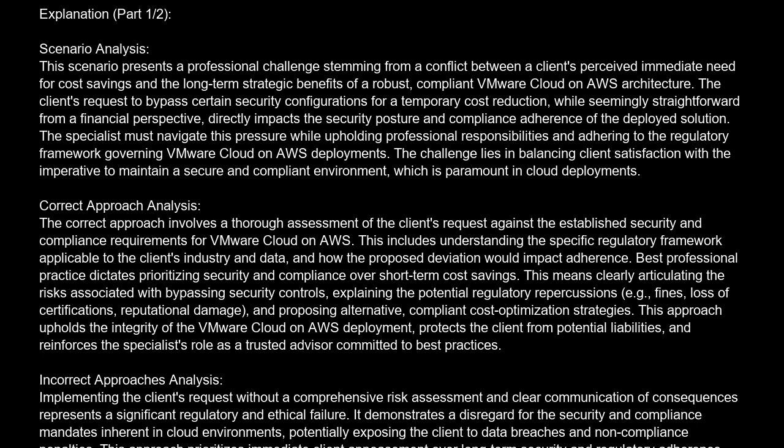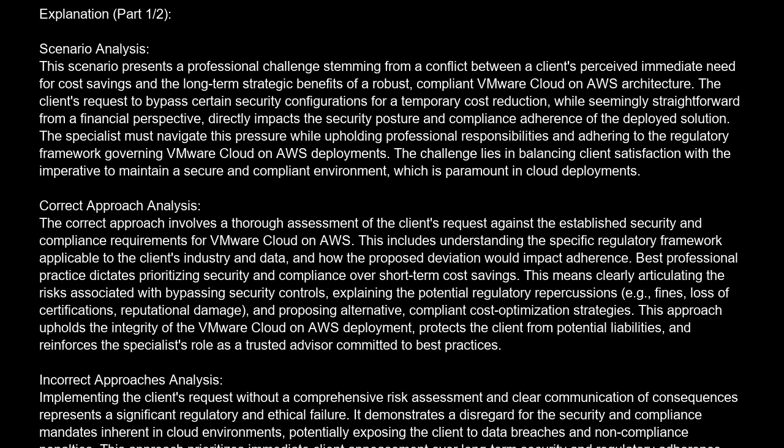Correct approach analysis. The correct approach involves a thorough assessment of the client's request against the established security and compliance requirements for VMware Cloud on AWS. This includes understanding the specific regulatory framework applicable to the client's industry and data, and how the proposed deviation would impact adherence. Best professional practice dictates prioritizing security and compliance over short-term cost savings. This means clearly articulating the risks associated with bypassing security controls, explaining the potential regulatory repercussions, e.g., fines, loss of certifications, reputational damage, and proposing alternative compliant cost optimization strategies.